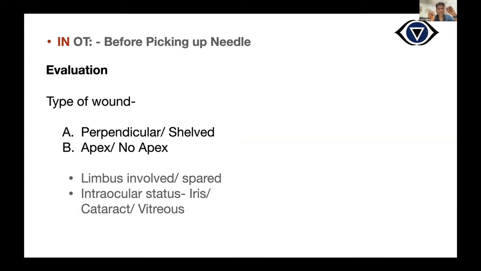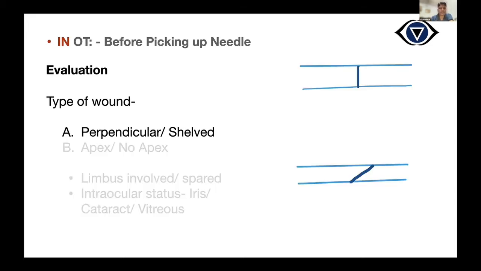So before you pick up your needle, please spend some time and see what kind of wound it is, whether it's a perpendicular wound or a shelved wound, whether the wound has an apex or doesn't have any apex, whether the limbus is involved or spared. How is the status of the intraocular structures: whether there is an iris prolapse, an anterior capsule rupture, vitreous. All those things you need to evaluate first.